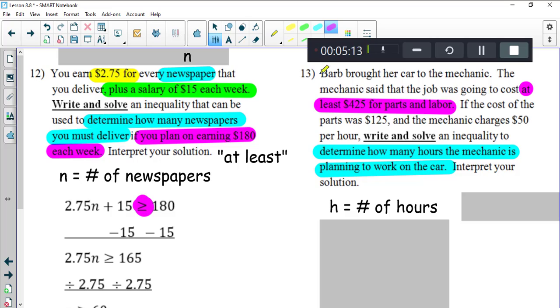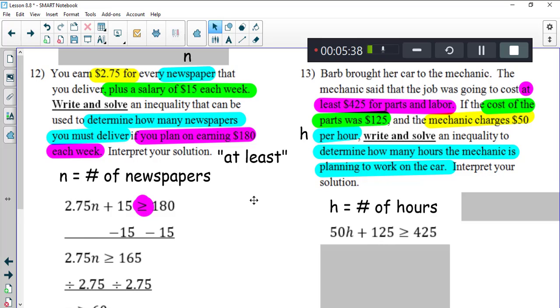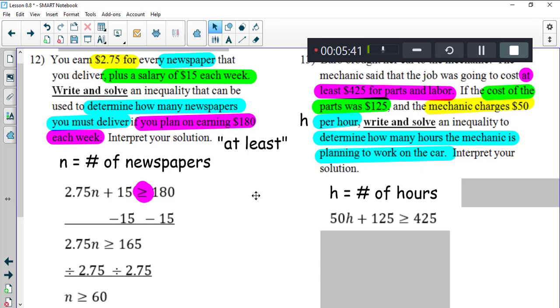$425. We know that the cost of the parts was $125, and that's just a flat fee or flat rate. And we also know that the mechanic charges $50 per hour. And don't forget, H represents the number of hours. Let's go ahead and put all this together into an inequality. I wrote 50H plus 125 is greater than or equal to 425. The 50 and the H go together since it's $50 per hour. We want to add on that flat rate of 125, and again, at least is our greater than or equal to symbol. Let's solve this inequality.